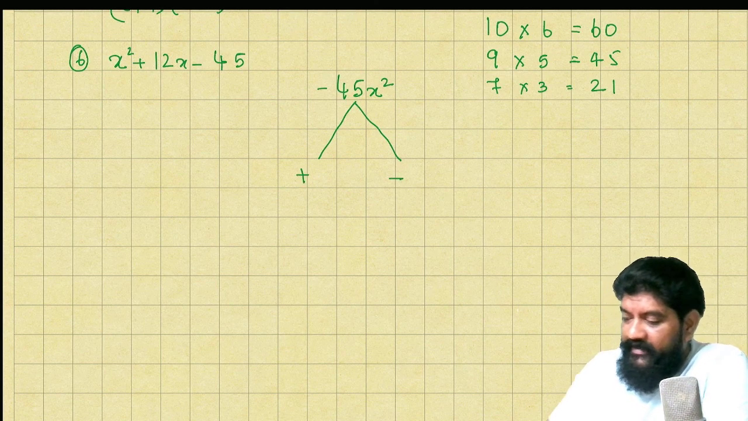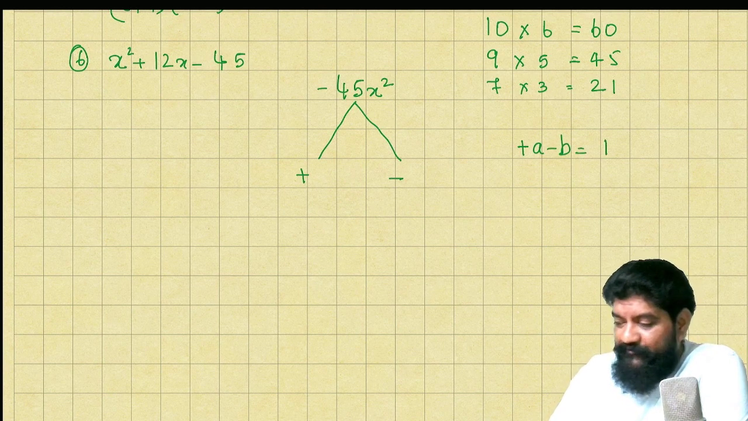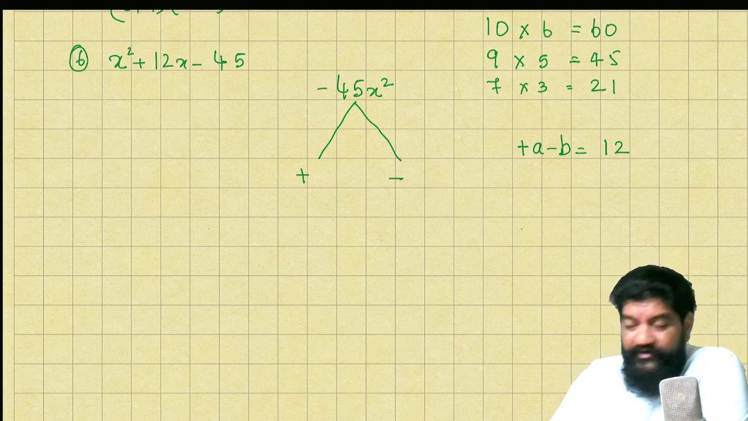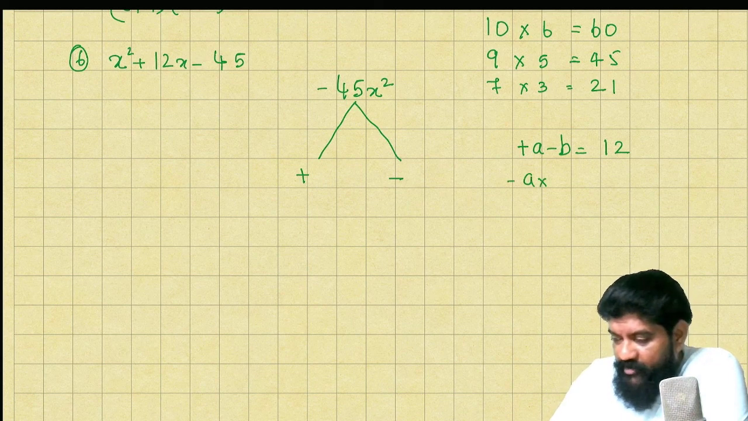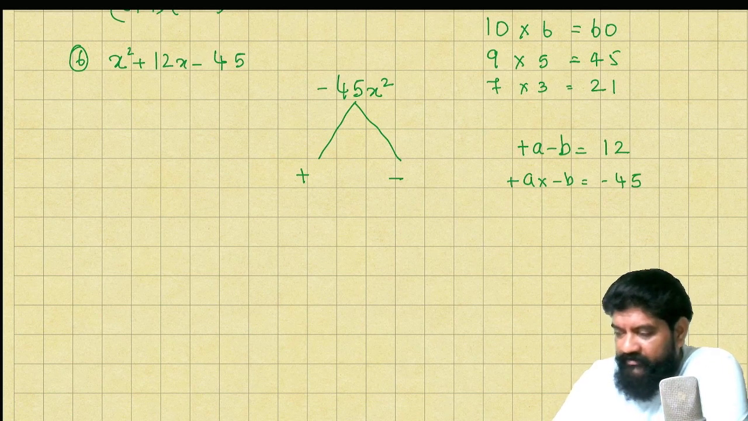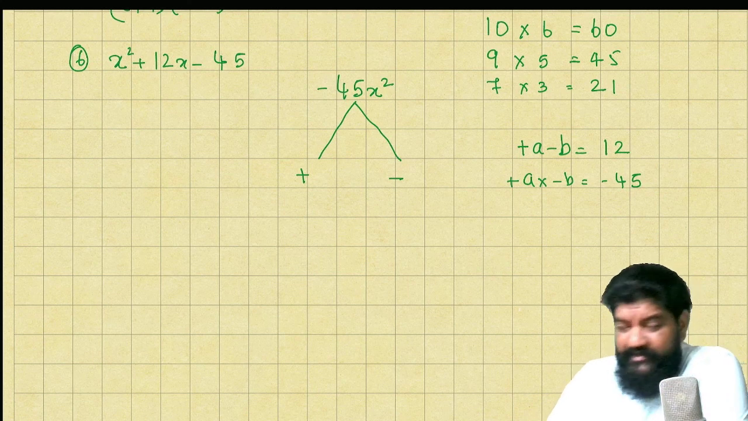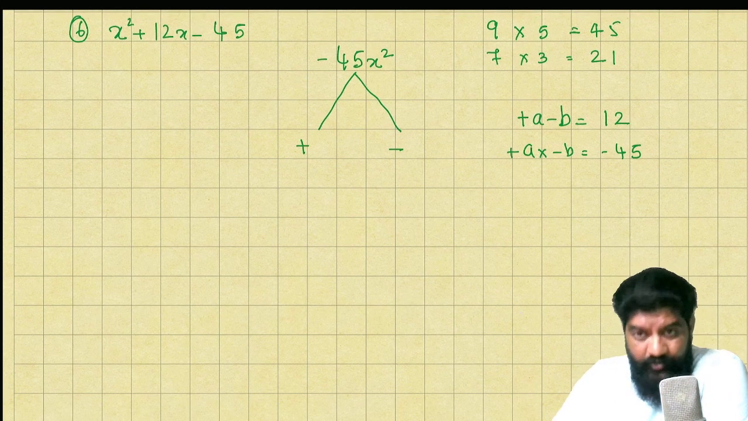Now, what did I learn? I learned that the numbers need to have a difference of 12, which means when they subtract, the number needs to be 12, and the product of them has to be minus 45. Now that's what I've learned. Great. Blindly take the numbers. Do not think too much. Here I directly know the numbers, but I'm going to go through the process with you.